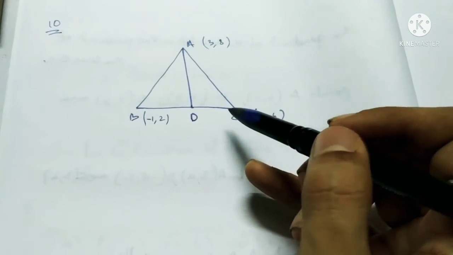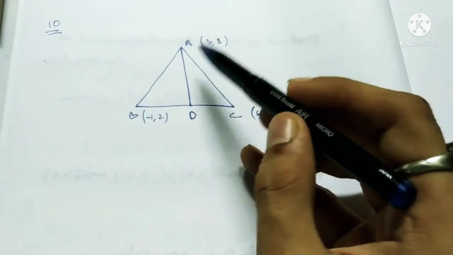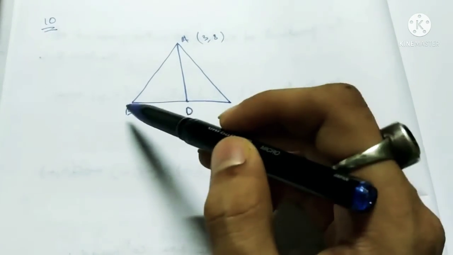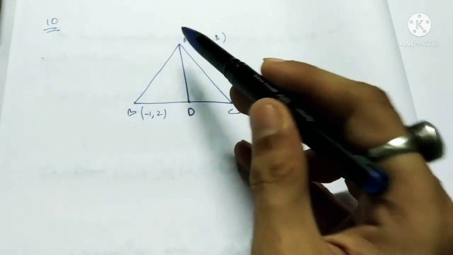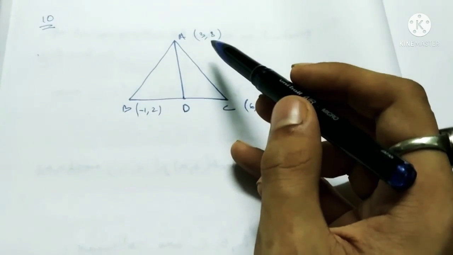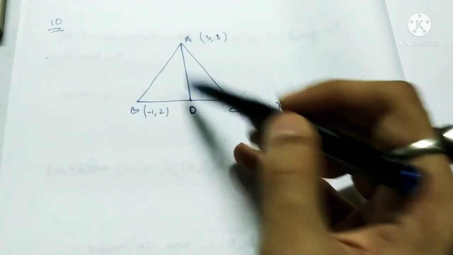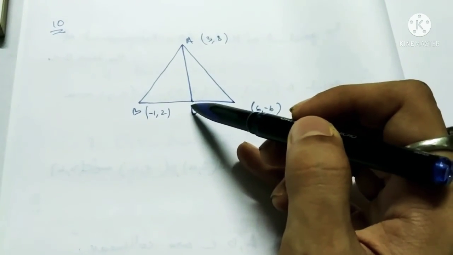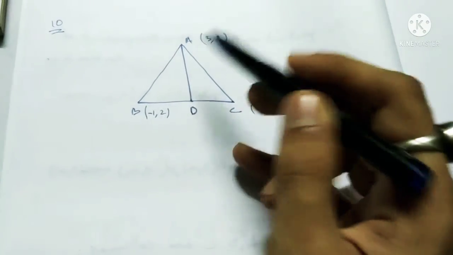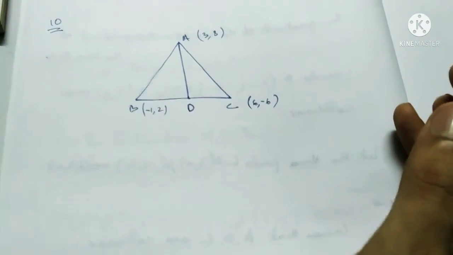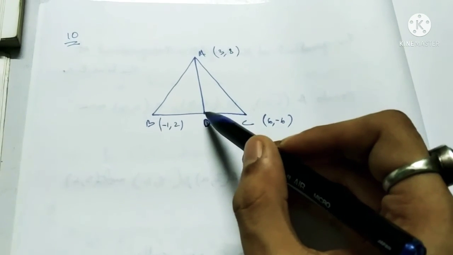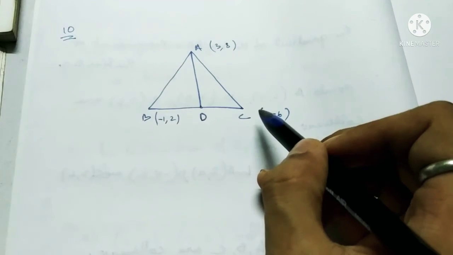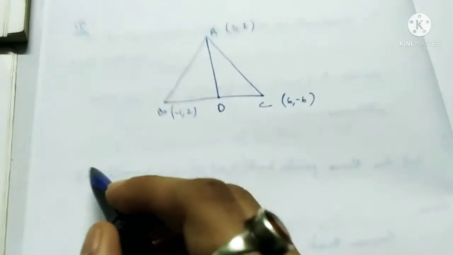Okay, this is median. It is the line drawn from the vertex to the midpoint of the opposite side of the vertex. Yes, a line drawn from the vertex to the midpoint of the opposite side of the vertex. So in here we got that this point D is the midpoint of BC. Yes, point D is the midpoint of BC.